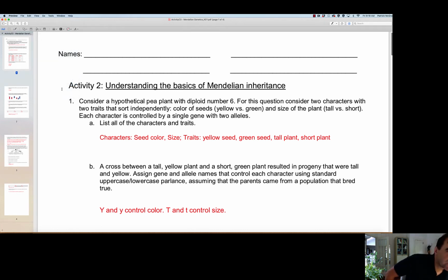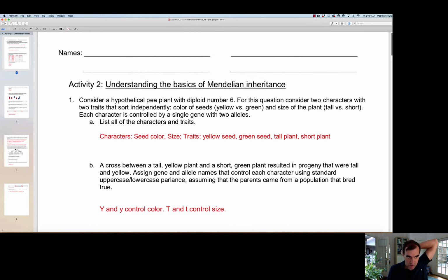Okay, activity for Chapter 3, understanding the basics of Mendelian inheritance. Hopefully most of your questions were answered during the class time, but just in case you want me to go over them, I'm also going to cover this. So the first question was looking at a pea plant with diploid number 6.